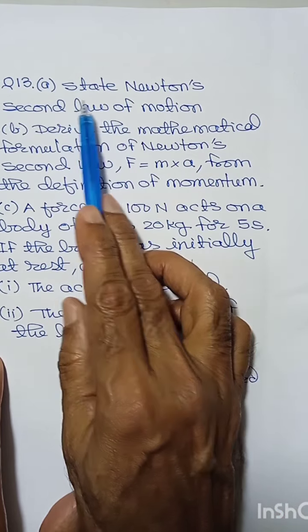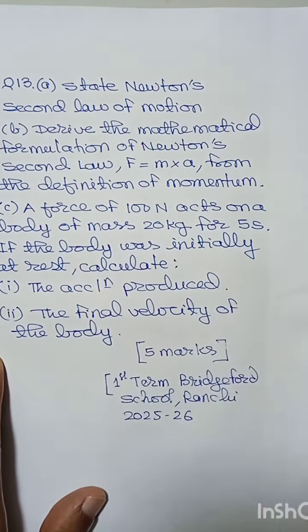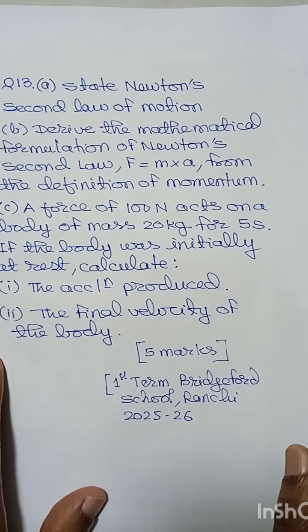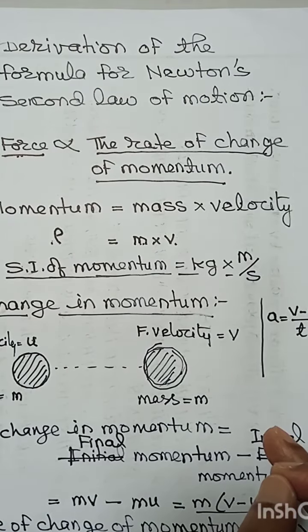Newton's second law of motion is: force is directly proportional to the rate of change of momentum, and force is equal to mass into acceleration. The mathematical derivation of the formula of Newton's second law of motion I had already explained earlier, which is in this paper. I will explain it once again.